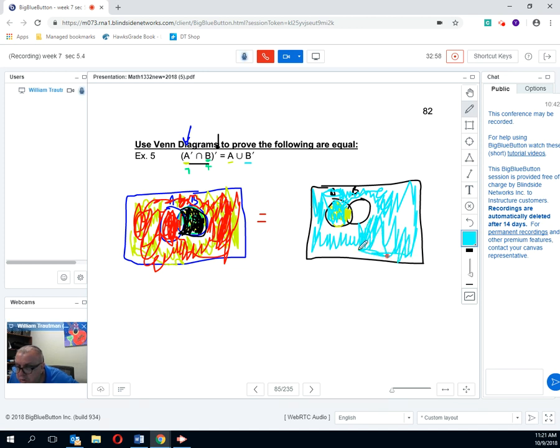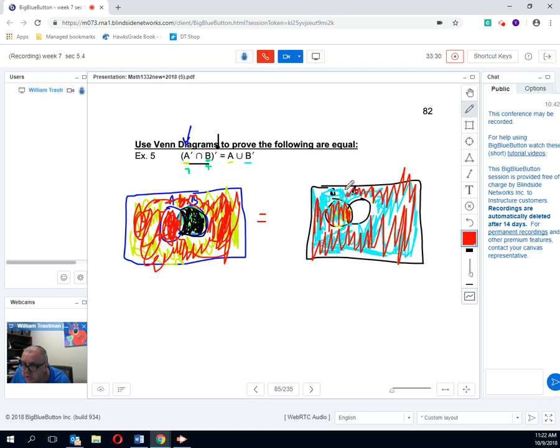So blue is my answer. Everything that's not in B. Oh, it's a union. That's A and this is not B. And it's a union of A not B. So everything that's colored is the union. And so if I color just everything that's colored, because we're going to bring in just the color, you see, everything that's colored is my union.